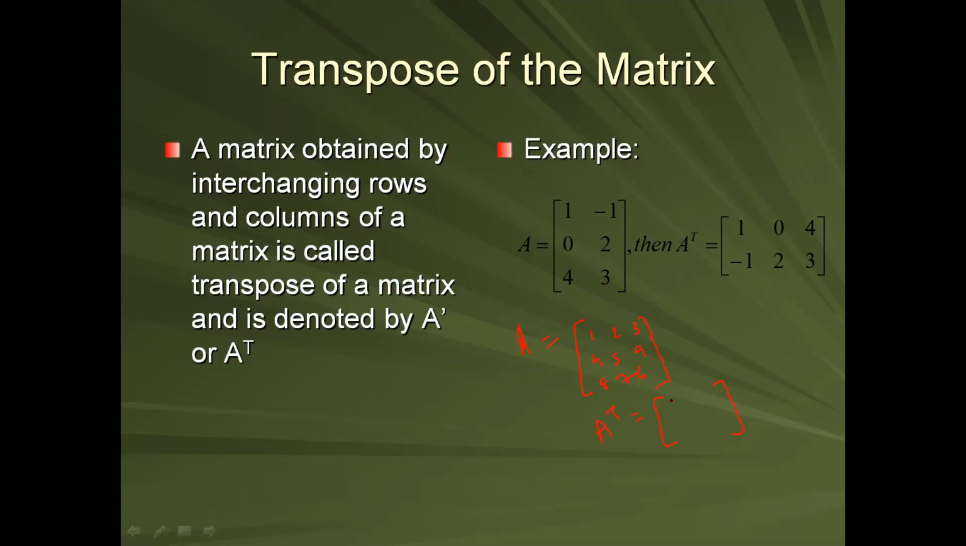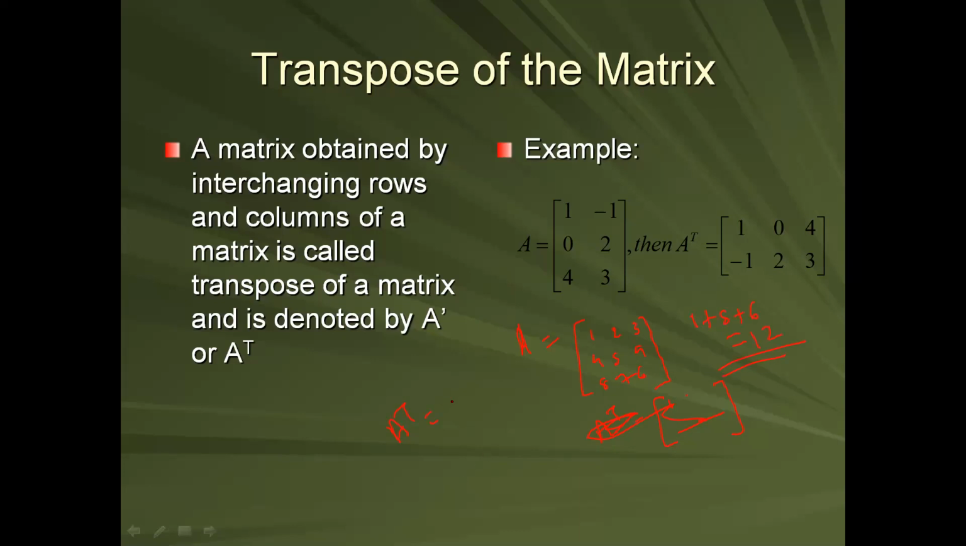Give me the first row. 1, 2, 3. Are you giving the transpose? I'm asking for the trace. Sorry. Transpose, not the trace. Okay, now you answer for that also. What will be the trace of the matrix? Yes, 1 plus 5 plus 6. So the trace of A is 12.